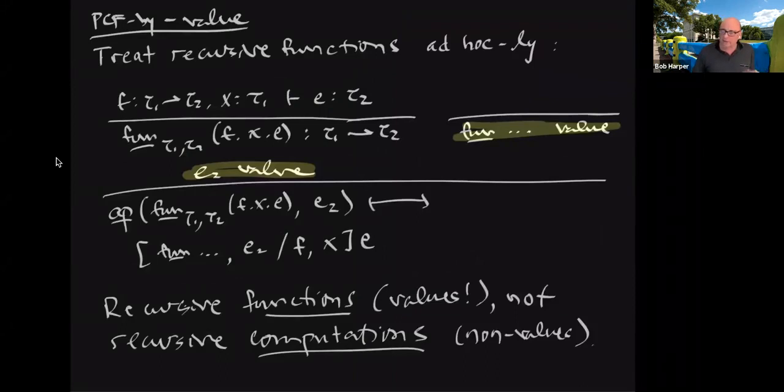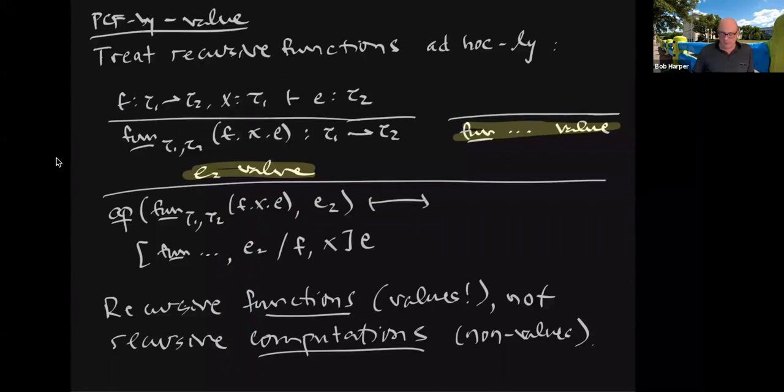Okay, let's look at another way we could organize PCF, which is not what Plotkin did, but I'll still call it PCF. I'll call it PCF by value. So the idea now is that variables range only over values. You're not allowed to plug in something undefined, or potentially undefined, for a variable. You must first realize that it's defined before you're allowed to plug it in. Now, there are different ways to handle this phenomenon, but the first one I'll mention is one that you will run across commonly.